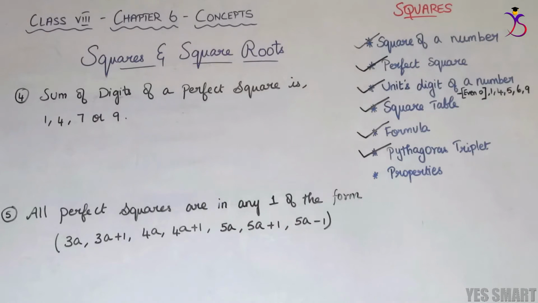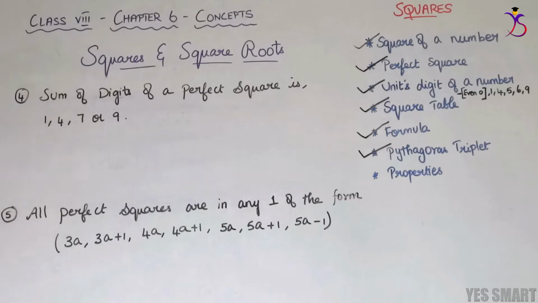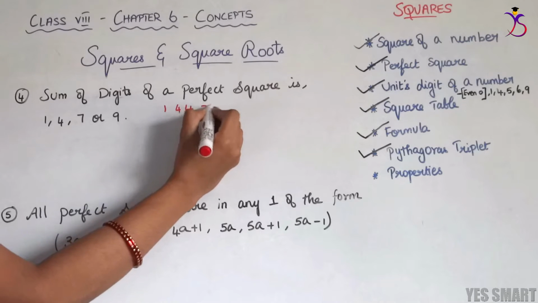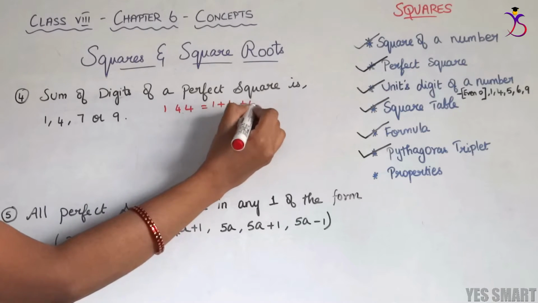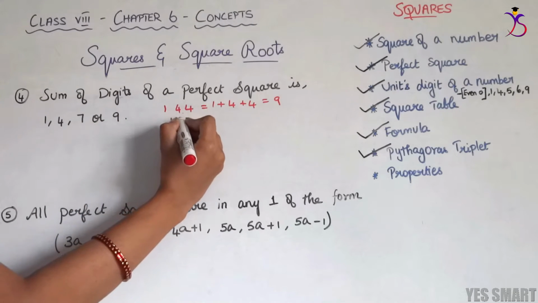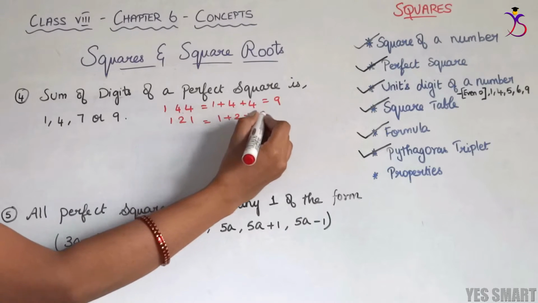Now moving on to the next property, property 4. Sum of digits of a perfect square is 1, 4, 7 or 9. Any perfect square number, if you sum up the digits, you will get 1, 4, 7 or 9. So let's try with a few examples. 144: 1 plus 4 plus 4 equal to 9. Same, let's try with another perfect square number. 121, which is 1 plus 2 plus 1 equal to 4.